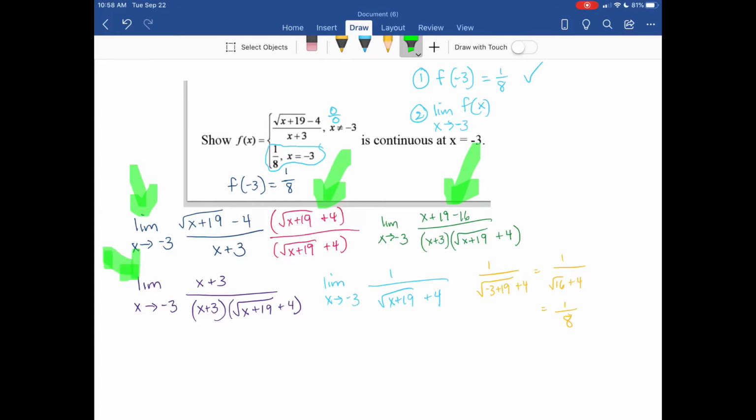So then that takes us to our next step, which is right here. And we just cleaned up the top. x plus 19 minus 16 is the same as x plus 3. And that's when we noticed, that's where my 0/0 situation was coming from. So we factor those two out, taking us right here, where we now have our modified version of that function.